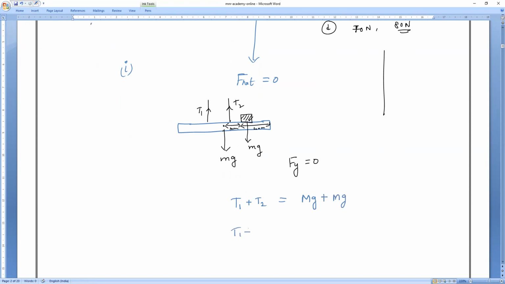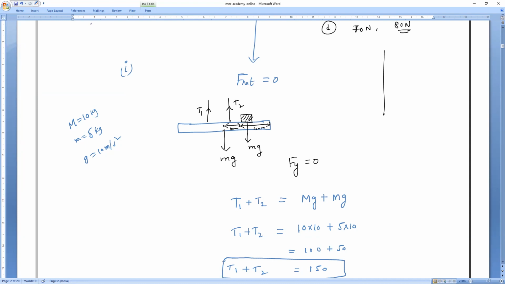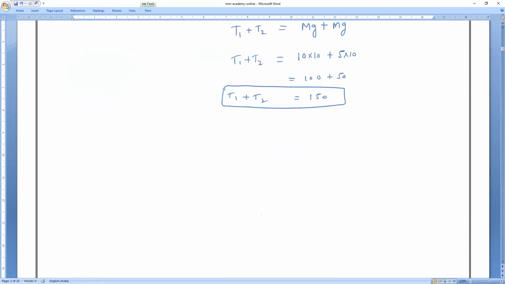Now tension T1 plus T2 is equal to Mg plus mg. Capital M is 10 kg, small m is 5 kg, and g is 10 meters per second squared. Substitute: 10 into 10 plus 5 into 10, which is 100 plus 50, that is 150. So we got one equation: T1 plus T2 is equal to 150.